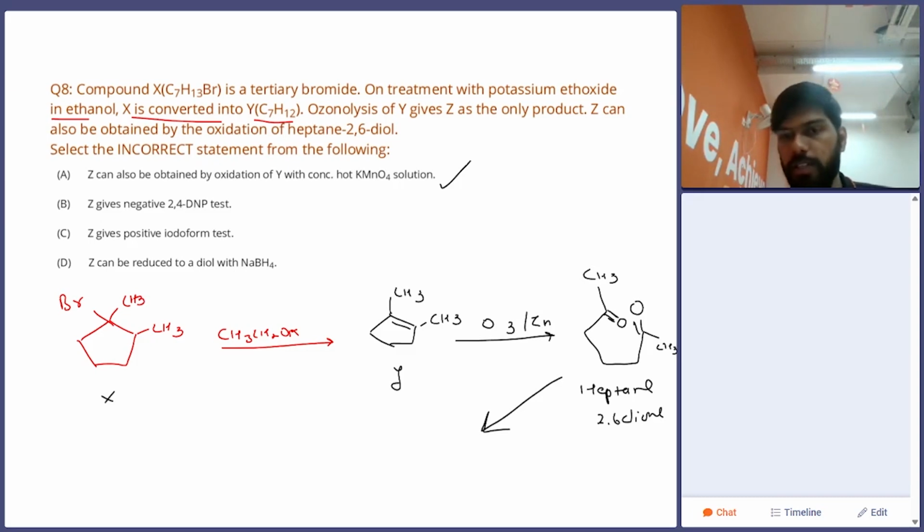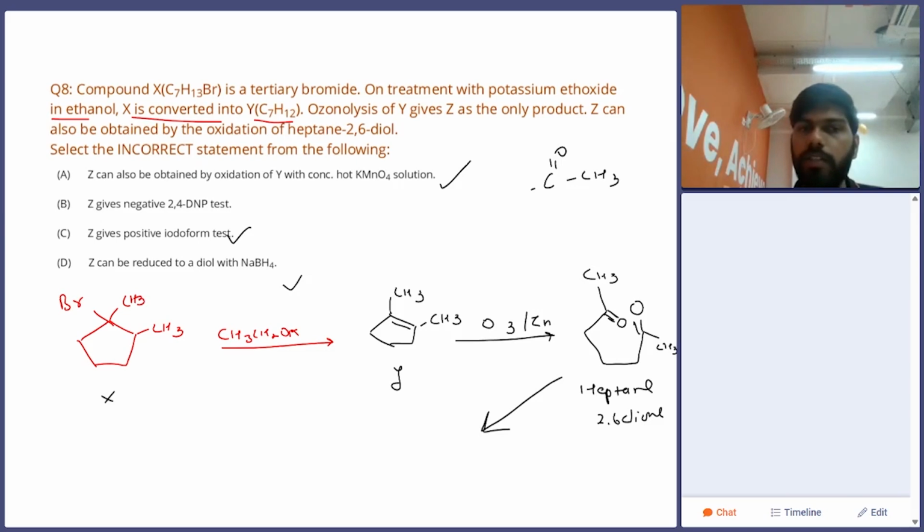Z gives positive iodoform test. Yes, for the iodoform test, the group C double bond O along with CH3 is required. So this will give positive iodoform test. This is also correct. Z can be reduced to diol with NaBH4. Yes, it is reduced by NaBH4. So this is correct. A, C, D are correct now.